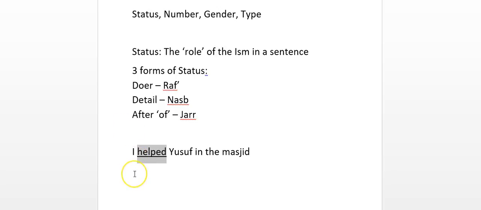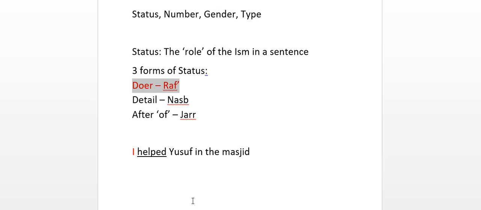Then we have to look for the doer. Now, who did the action in the sentence? It was I. I helped. Who helped? I helped. So let me color that in red so we can better visualize it, inshallah. Then the next thing we need to know is, are there any details about this action? And there is.